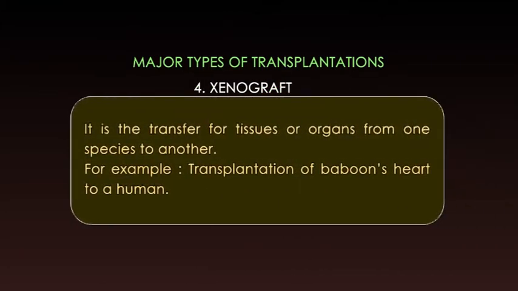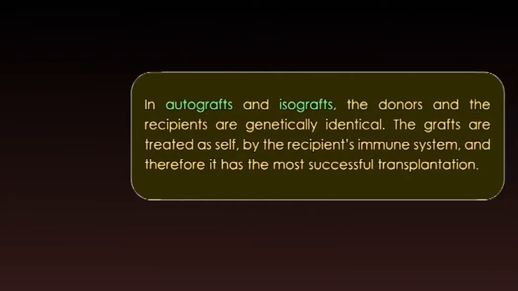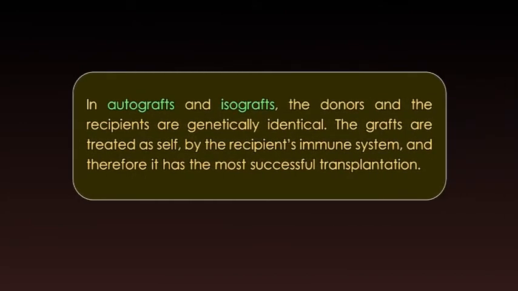Xenograft. It is the transfer of tissues or organs from one species to another. For example, transplantation of a baboon's heart to a human. In autografts and isografts, the donor and the recipient are genetically identical. The grafts are treated as self by the recipient's immune system, and therefore these are the most successful transplantations.